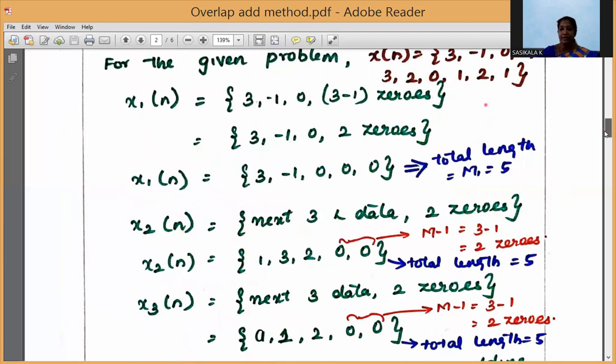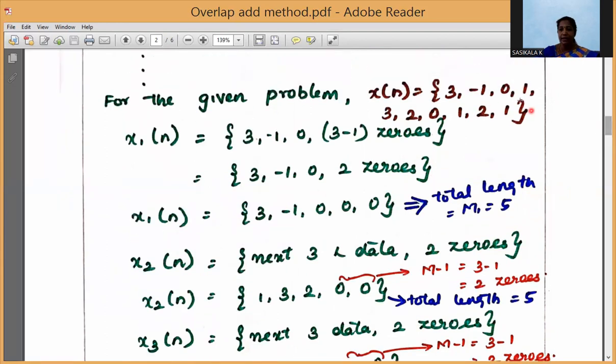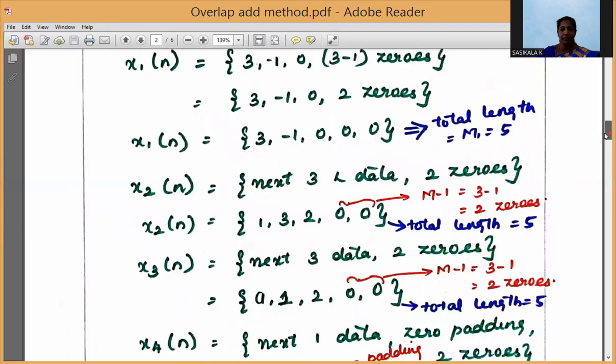So what is the next 3 data? So the next three data is 1, 3, 2. Okay, so I have taken 1, 3, 2, comma 2 zeros. 2 zeros means this is m minus 1 zeros. That is 2 zeros I have to add. So x2 of n is equal to 1, comma 3, comma 2, comma 0, comma 0. So the total length is 5.